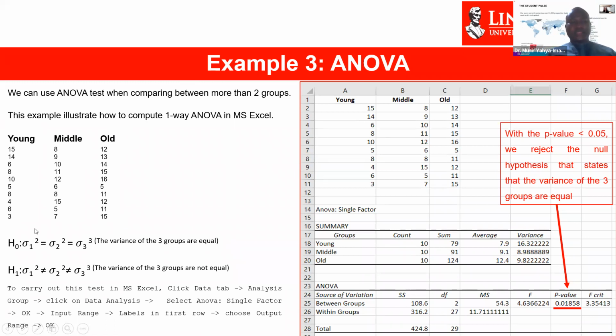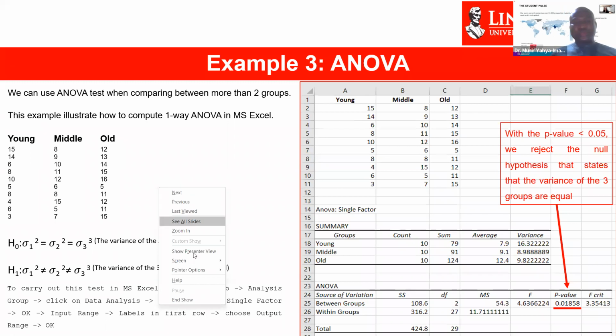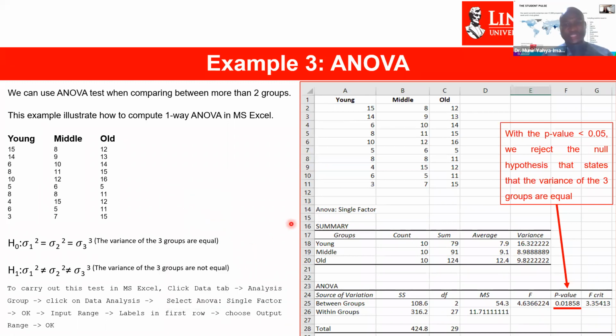What we want to do is check whether the variances of the three groups are equal or not. If the variances of the three groups are equal, then we accept the null hypothesis. But if the variances are not equal, then we reject the null hypothesis and accept the alternate hypothesis. Now, how do we do this? We follow the same method that was used in the F test.